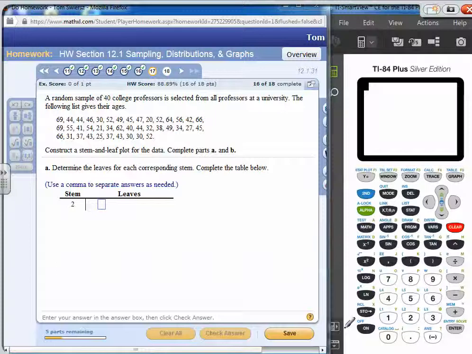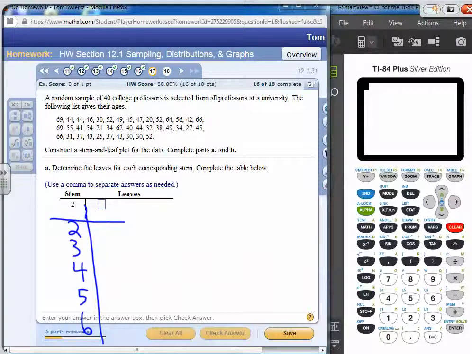Now, in a stem and leaf, the stem stands for the larger digit, which in this case is the tens. So the 2 stands for the professors in their 20s. The 3 would stand for the professors in their 30s, 4 would stand for the professors in their 40s, 5 50s, and 6 the 60s. So there's our stems, and our leaves are simply the unit digit.